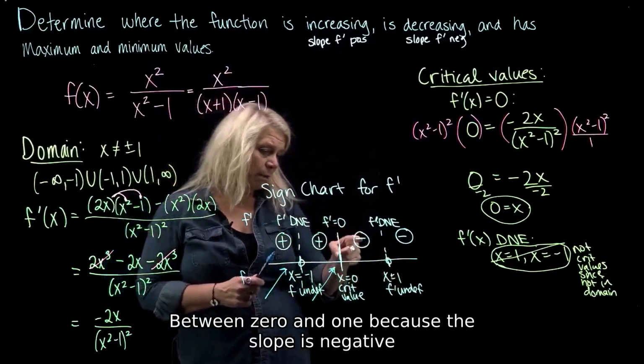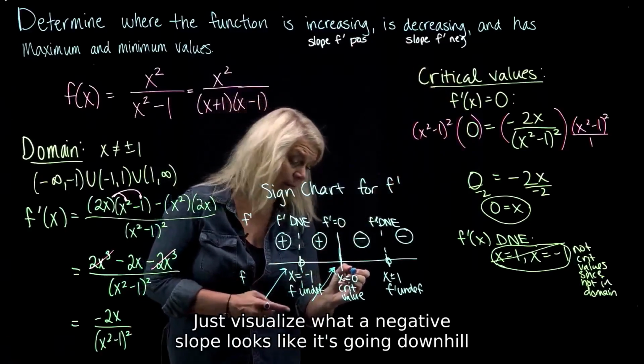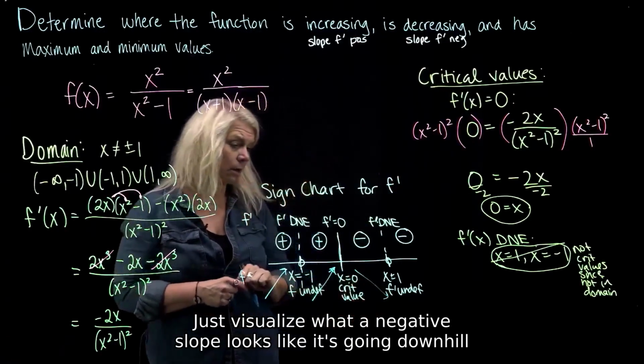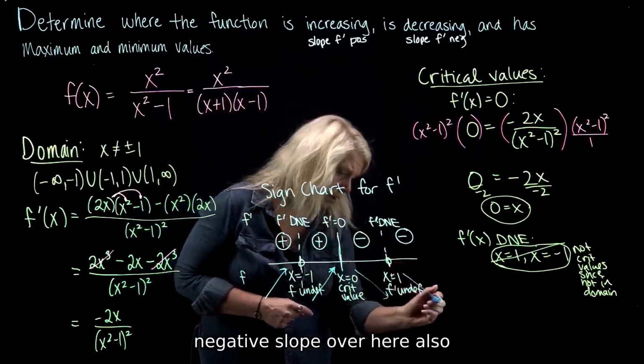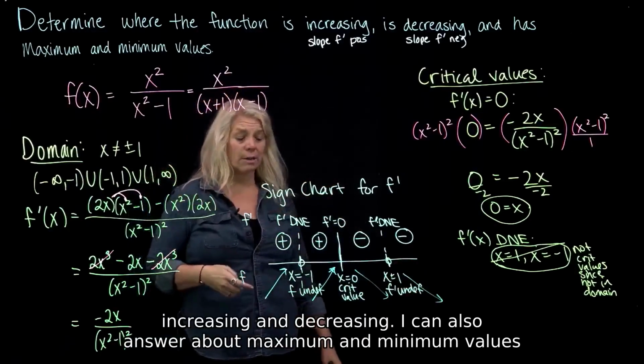Between 0 and 1, because the slope is negative, we have a decreasing function. Just visualize what a negative slope looks like. It's going downhill. Negative slope over here also. Okay, so I can now answer intervals where the function is increasing and decreasing.